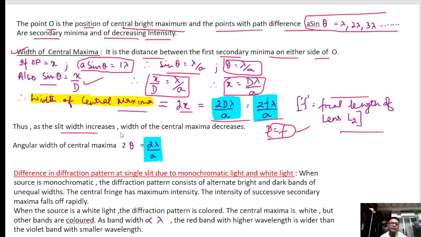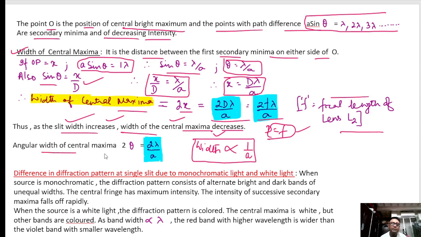As the slit width increases, the maxima decreases. So the width of the central maxima is inversely proportional to the slit width. That means as the slit width increases, the width of the central maxima will decrease.